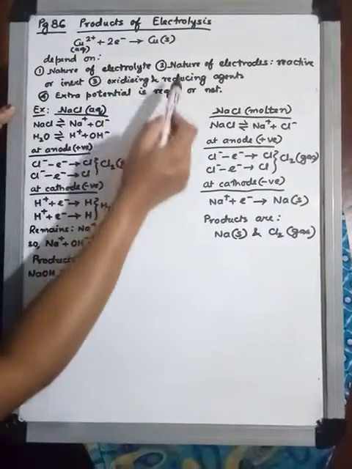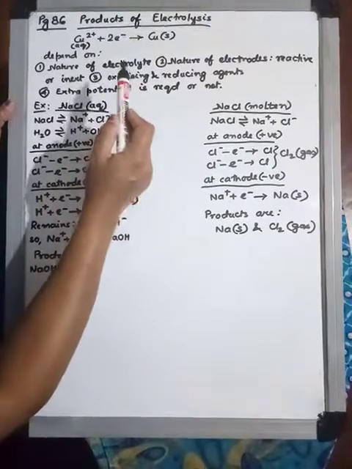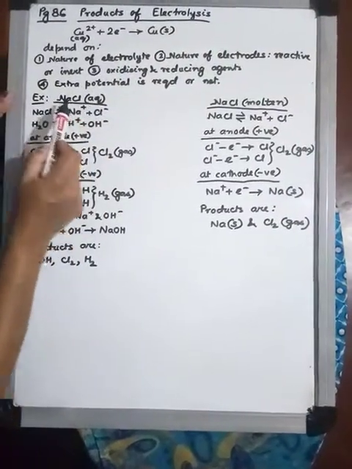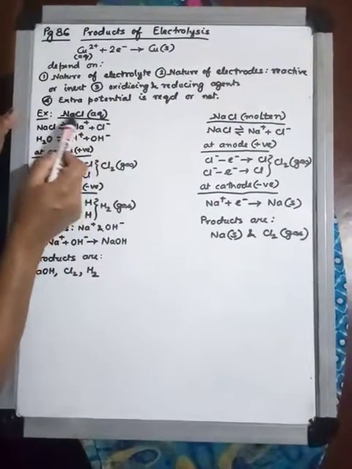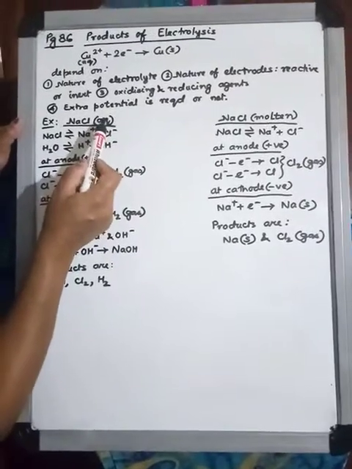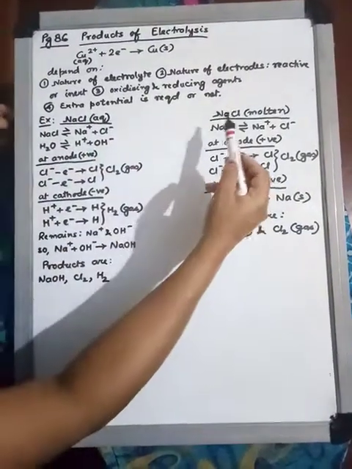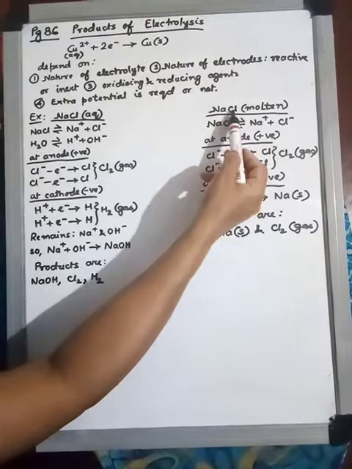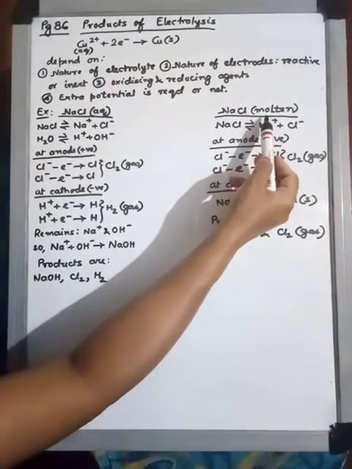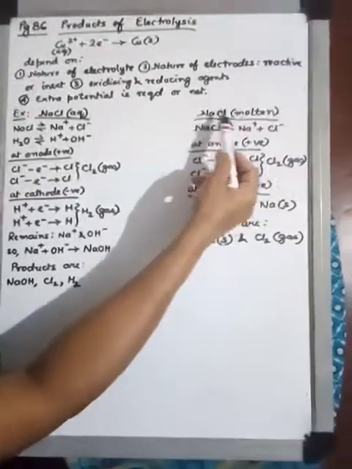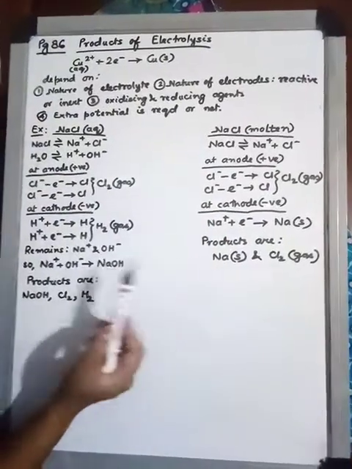Now, how do these matter for us? We are going to take an example. We are going to take aqueous sodium chloride as our electrolyte in one tank, and in the other tank we are going to take sodium chloride, but not an aqueous solution, simply molten. So we will see that the products are going to be different.